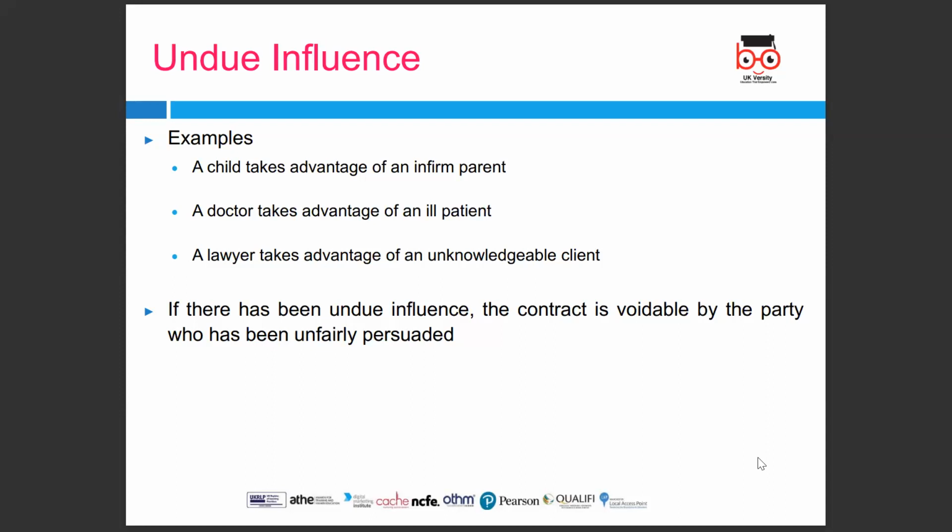The Royal Bank of Scotland PLC and Etridge (No 2) clarified the approach to presumed influence. The relationship between the parties would give a presumption of influence, but not necessarily undue influence. This was for the claimant to prove.